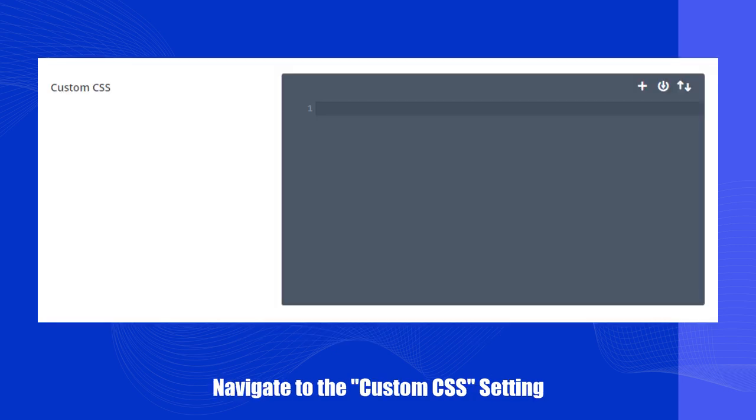Next, navigate to the Custom CSS setting within the Divi theme options. Start by clicking on the General tab, which opens the main site-wide settings. Once there, scroll to the bottom of the page. You'll find a box labeled Custom CSS. This is where you'll add your own CSS code to customize the blog module alongside the default CSS provided by Divi.